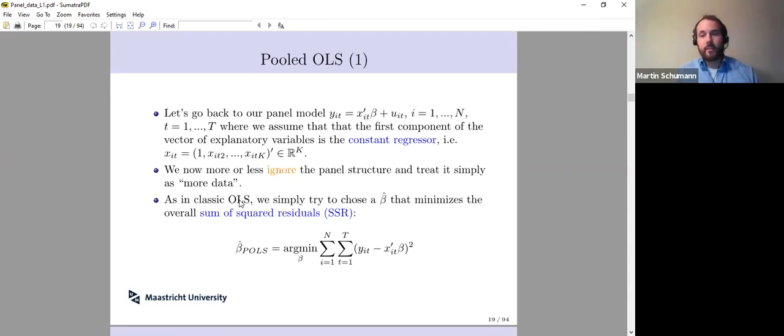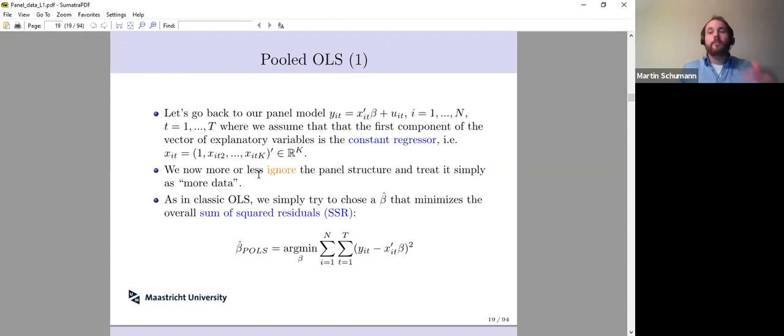Again, like for the notation here, when we write this x prime beta, what we assume is that the first component of x is actually the constant regressor. So you see that constant component is simply 1. So we implicitly, by this notation, include an intercept in the model.